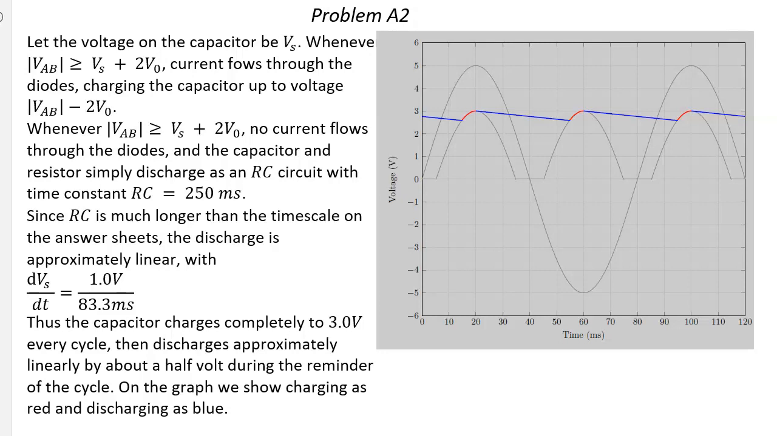Since RC is much longer than the time scale on the answer sheet, the discharge is approximately linear, with dVs over dt equal to 1 volt over 83.3 milliseconds. Thus, the capacitor charges completely to 3.0 volt every cycle, then discharges approximately linearly by about a half volt during the remainder of the cycle. On the graph, we show charging as red and discharging as blue. So that was the solution for question C, and that was problem A2.